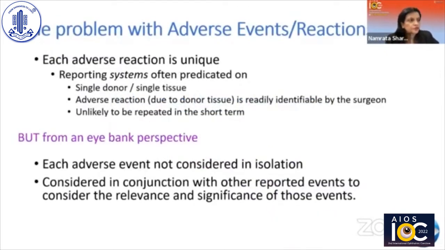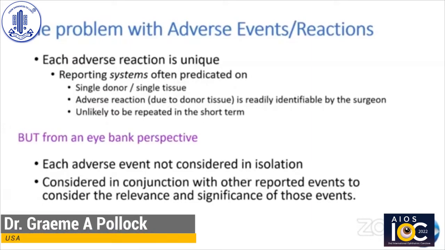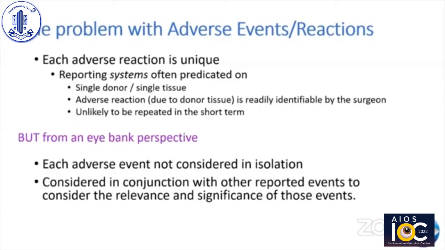In the main, we generally consider that an adverse reaction is unique, and our reporting systems are often predicated on this. In other words, that it's a single donor or a single tissue issue, that the adverse reaction can be identified by the surgeon, and that it is unlikely to be repeated in the short term with another patient or another recipient.